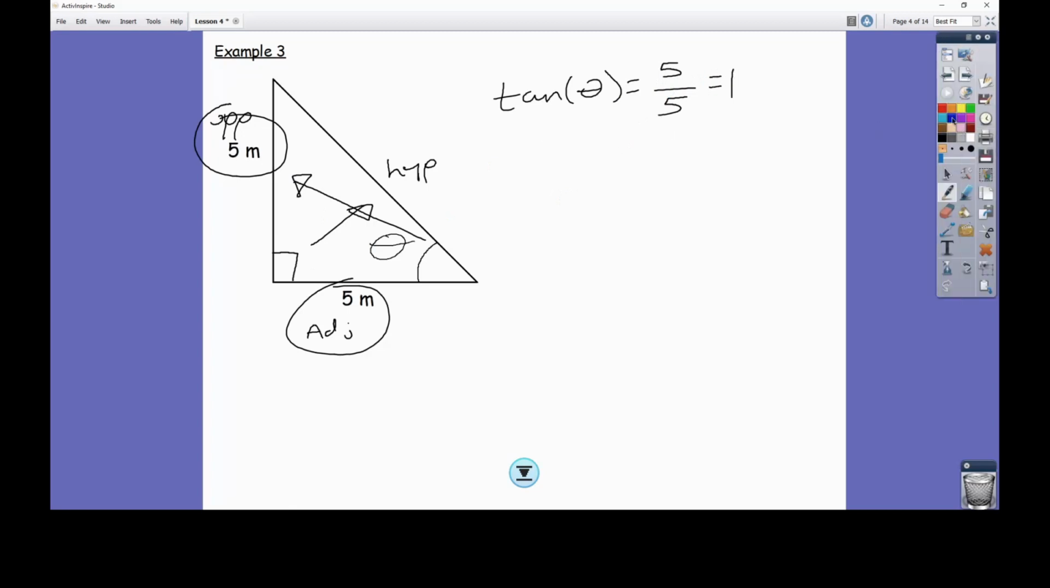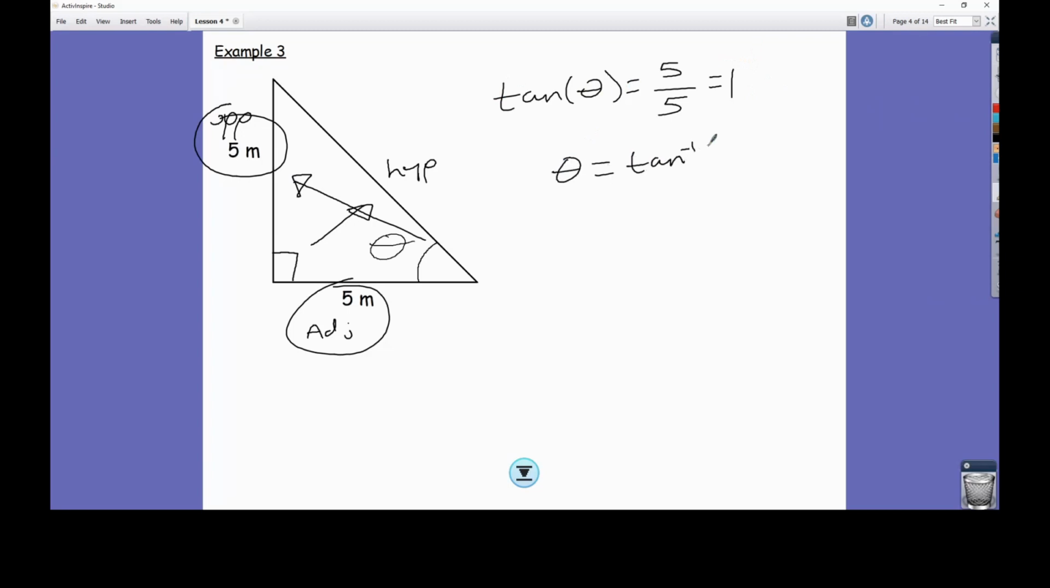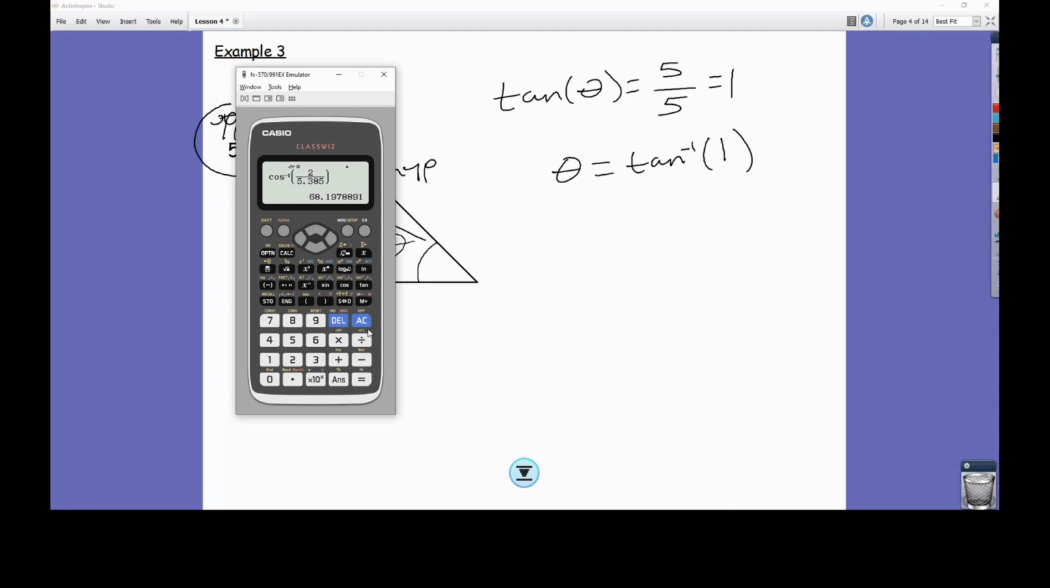What we need to do now is take inverse tangent of both sides. Essentially, what we're doing is tan minus 1 of tan theta is equal to tan minus 1 of 1. On our calculator, we're just going to do tan minus 1 of 5 over 5, which is just 1. Tan minus 1 of 1, sorry. So shift tan 1, and that gives me 45.